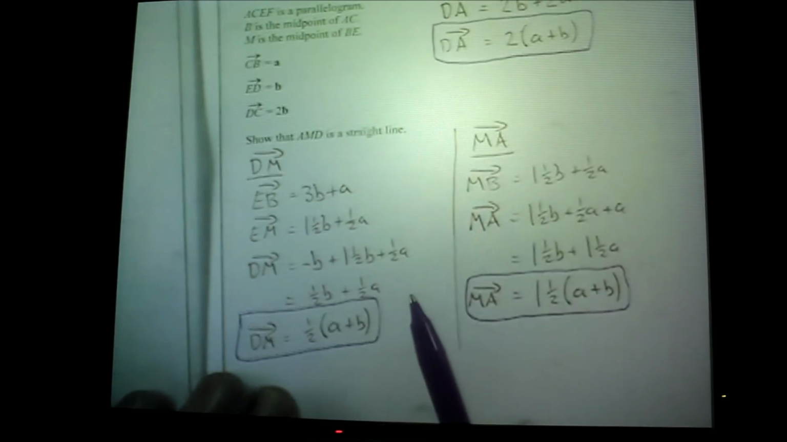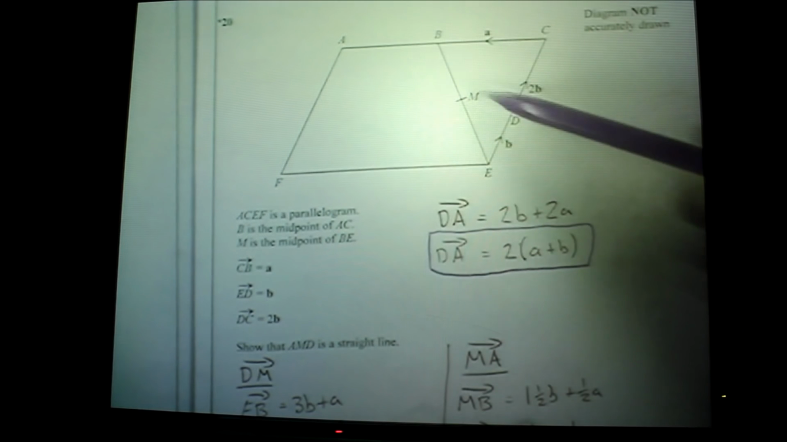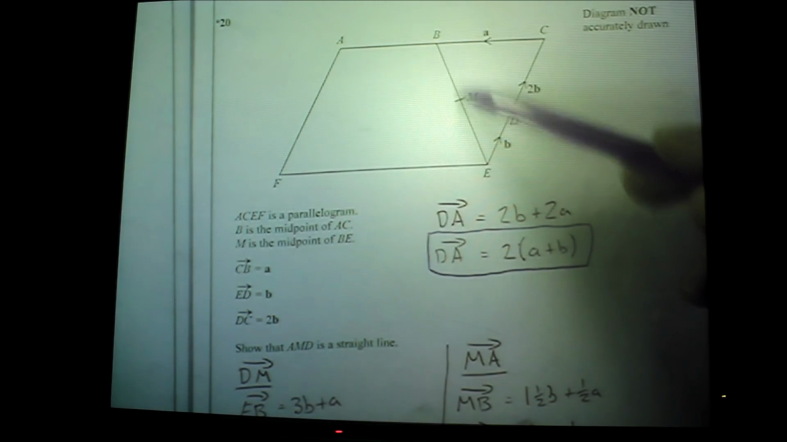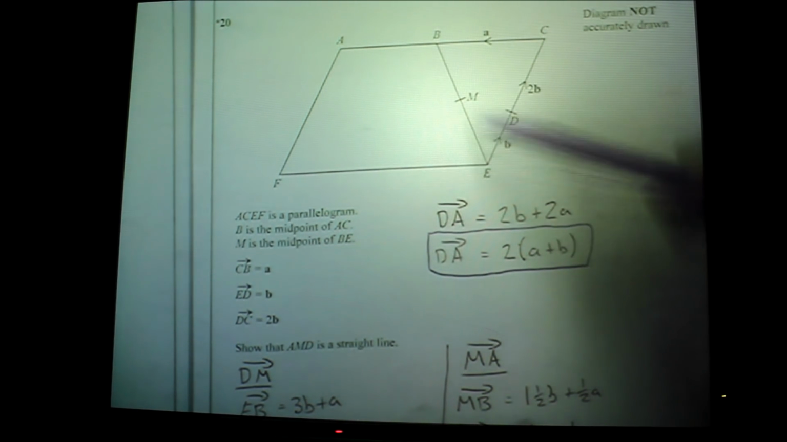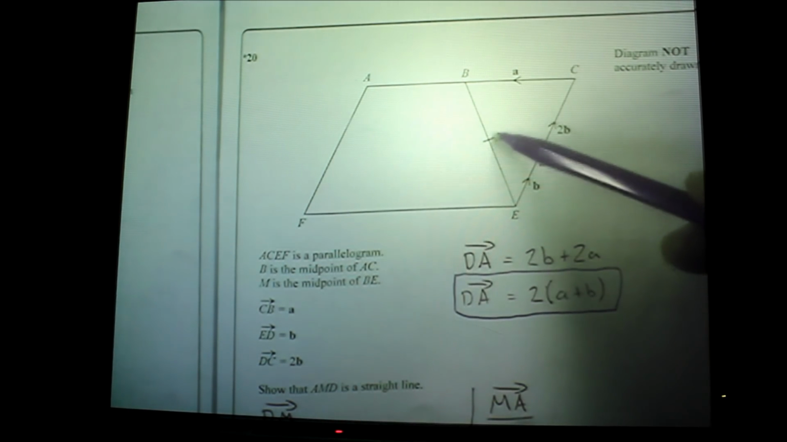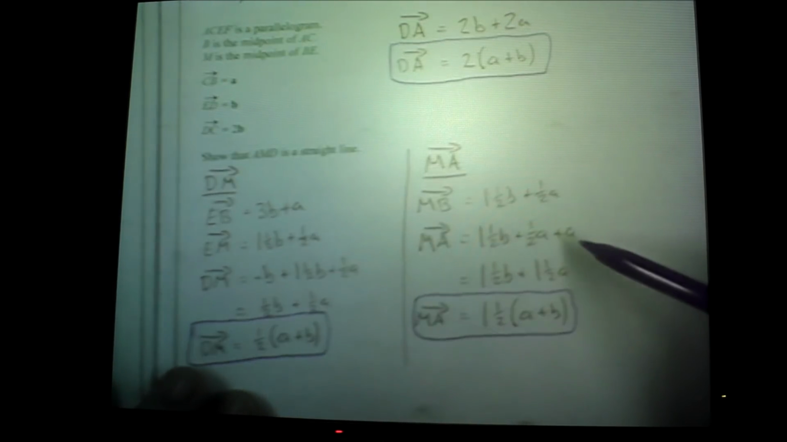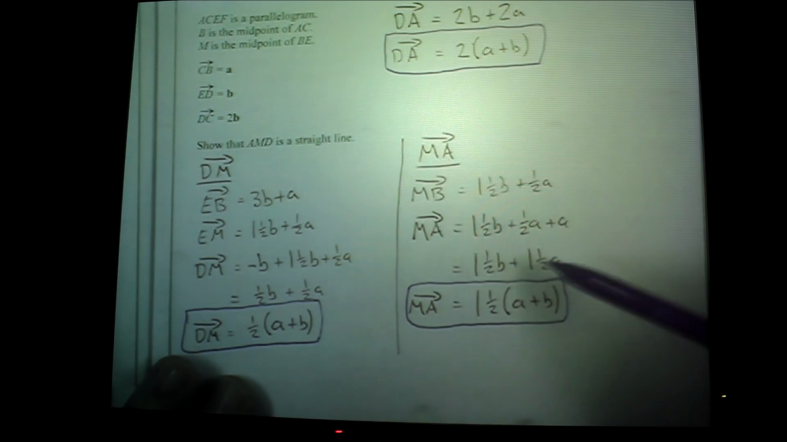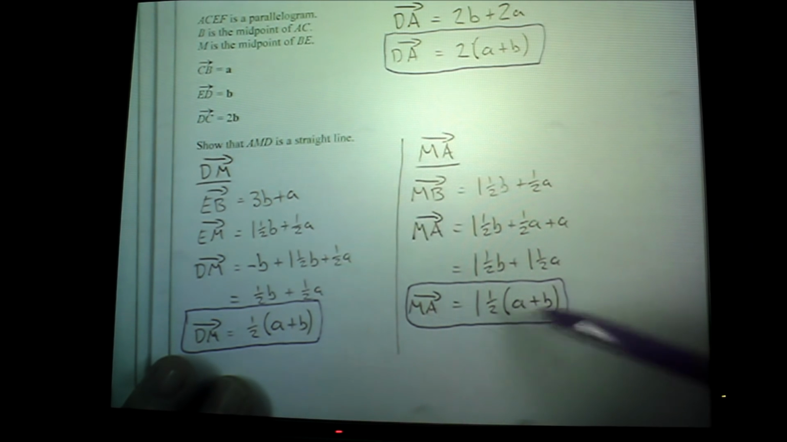I also worked it out for MA as well. So I worked it out for here to here. How I did that, MB, I've just worked that out actually, because it's the same as EM, because that's halfway. So MB is 1.5B add a half A, and from M to A you go up there, which is what I just said, and from B to A you just add on an A, look, because that's the midpoint again. So you add on the A, so you're left with 1.5B add 1.5A, factorise it, take the 1.5 out, so you're left with 1.5 brackets A plus B.